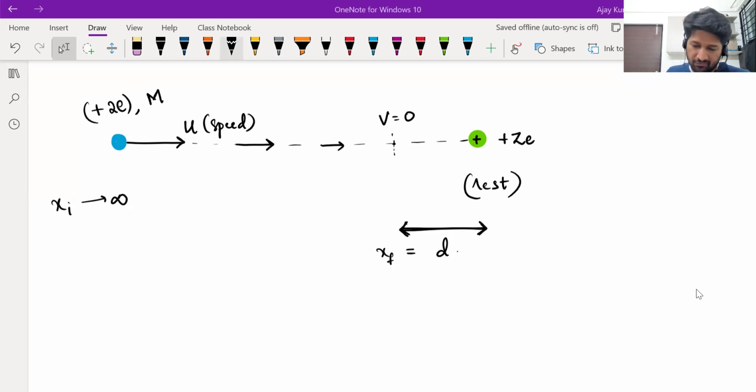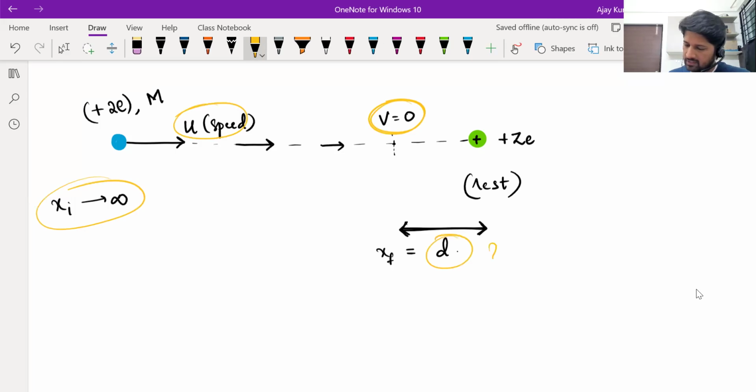See, you know the speed of a particle at one position, and you know the speed at another position also. You know initially how far it is. You need to find out how far it is finally. So you need a relation between speed and position, or speed and displacement.